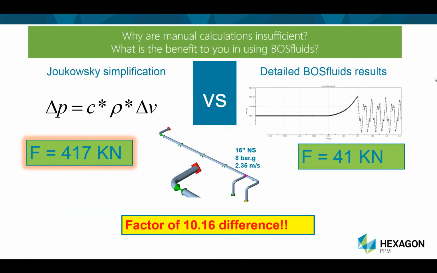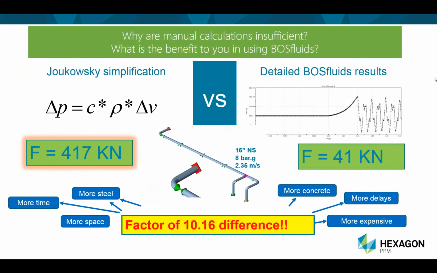Now, if we were to carry on with the Joukowsky simplification and not use BOSfluids, then we would be trying to resolve this piping system to deal with a 417 kilonewton force. And of course, that would need some significant modifications to the piping system. We'd need a considerable amount more steel, perhaps more piping, more concrete to support the steel. Whatever the resolution was, though, we would most likely need a fair amount more time and space, and ultimately that would lead to more delays, and it would be a much more expensive piping system compared to if we would use the BOSfluids results and handle a force which is a tenth of the Joukowsky simplification method.